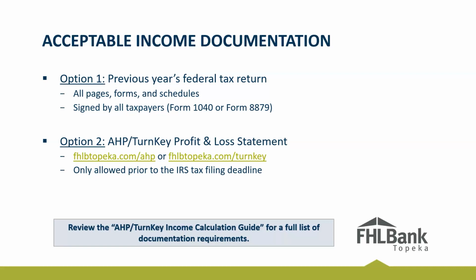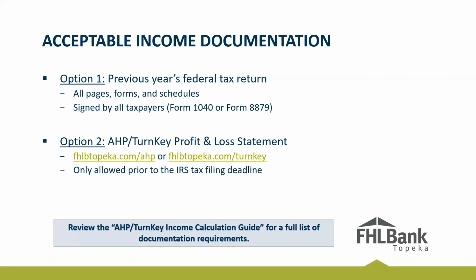or on Form 8879. However, if the household member recently started the self-employment or began receiving rental income during the current year, or if you are completing the ICW prior to the IRS tax filing deadline and the household member has not yet filed their tax return, you are instead required to provide the AHP TurnKey Profit and Loss Statement found on our AHP and TurnKey websites. Please note, we will not accept any other profit and loss form.